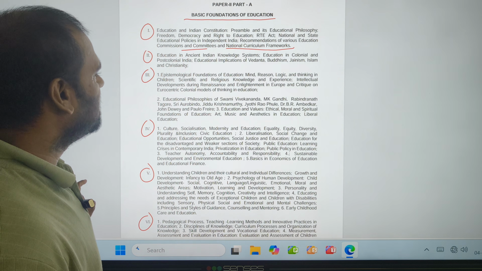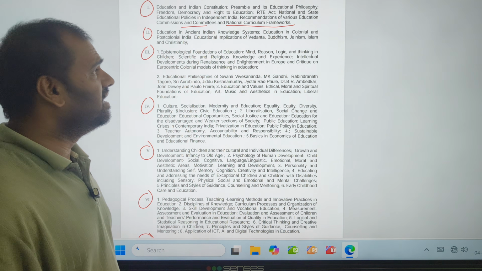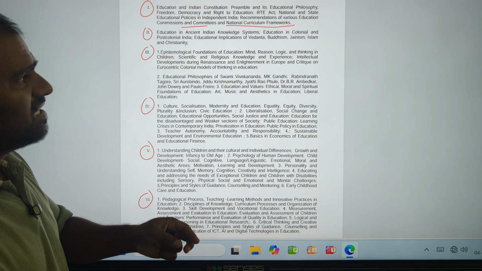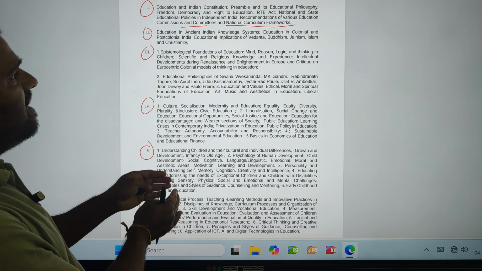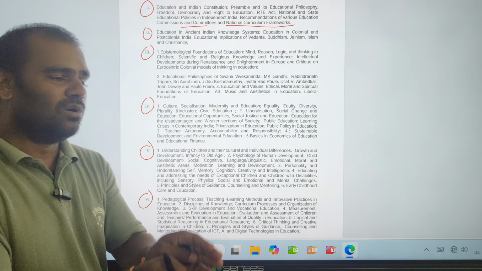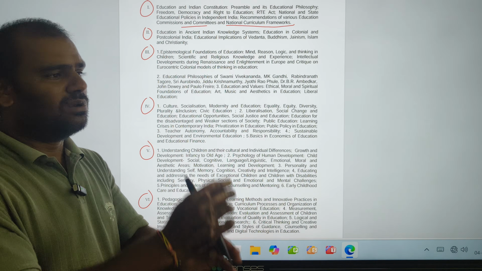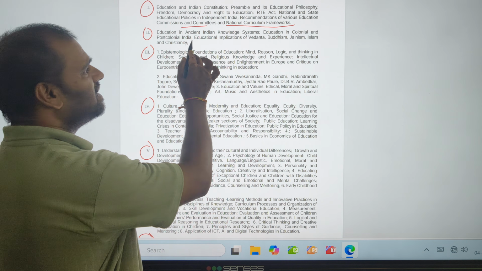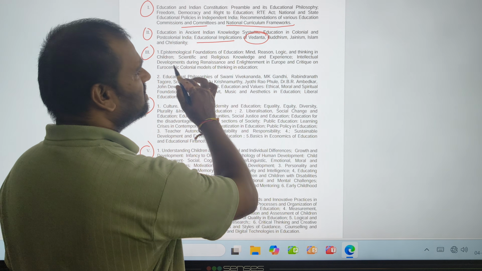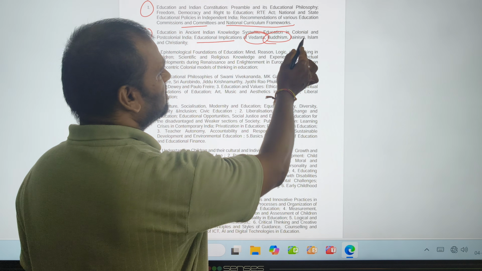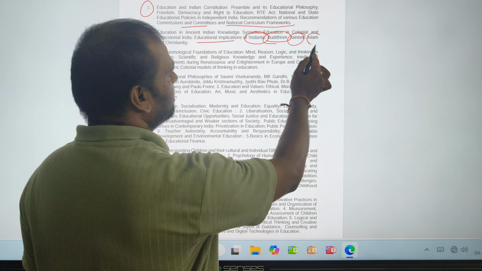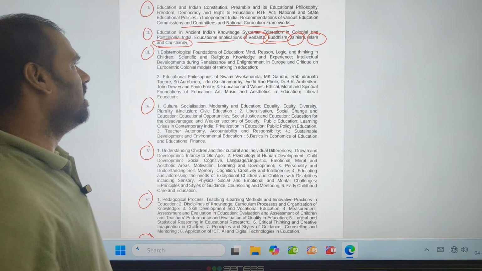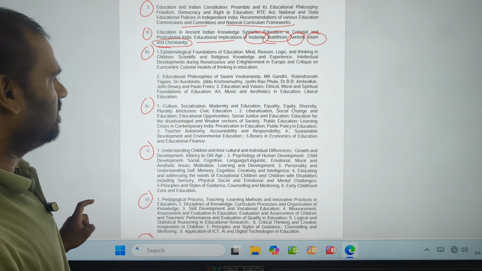Next, Chapter 2: Education in ancient Indian knowledge systems. That means education in the colonial period and post-colonial India. How was it in colonial India and post-colonial India? Next, what are the educational implications of the Vedantic education system, Buddhist education system, Jain education system, Islamic education system and Christianity. So under this Chapter 2 we are going to understand these.